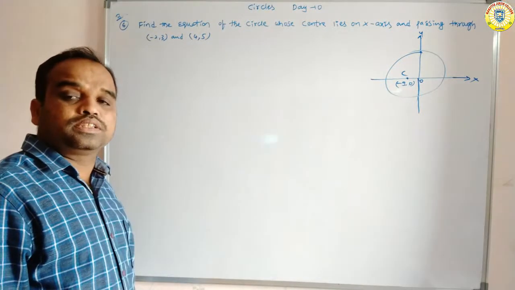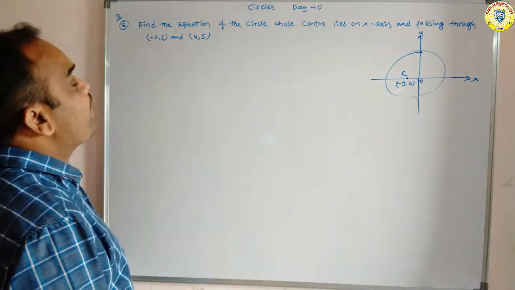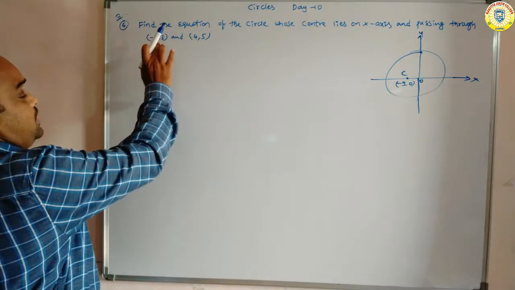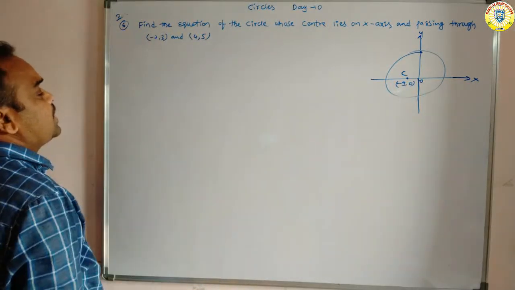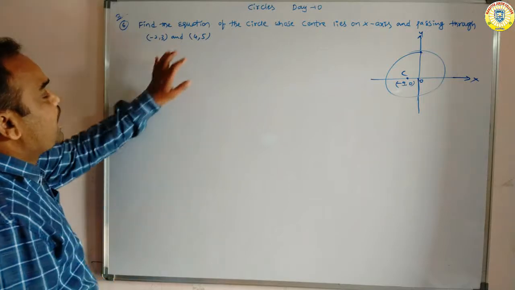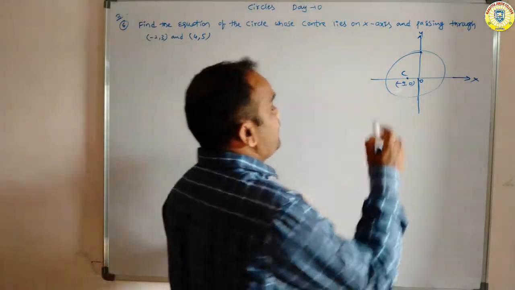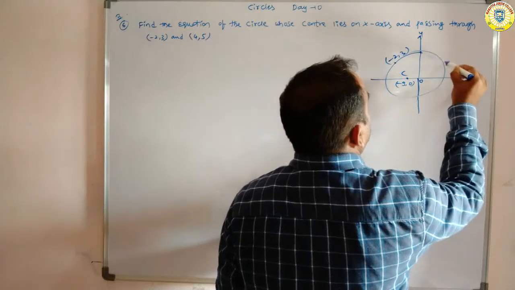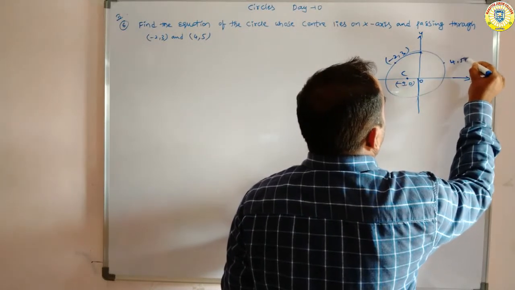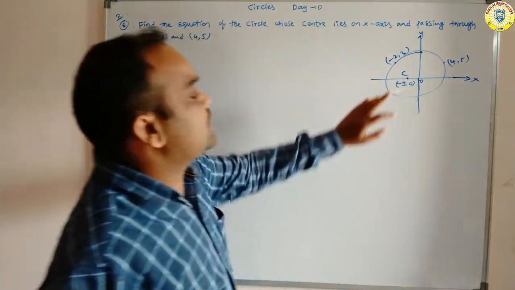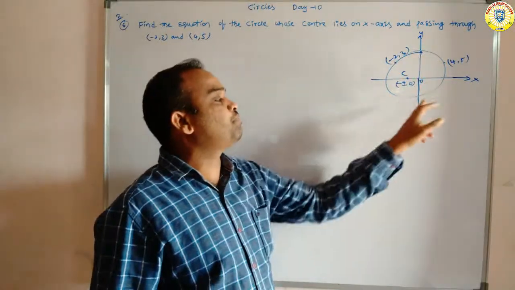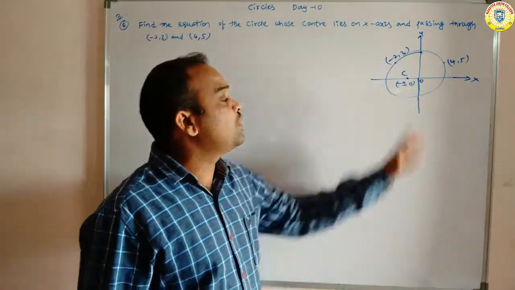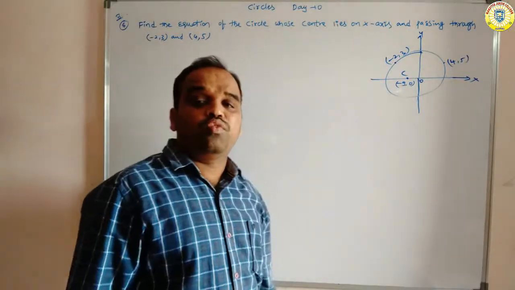Next, observe carefully. The required circle passes through (-2, 3) and (4, 5). Here is the point (-2, 3), and here is the point (4, 5). The center lies on the x-axis and the required circle passes through these points.